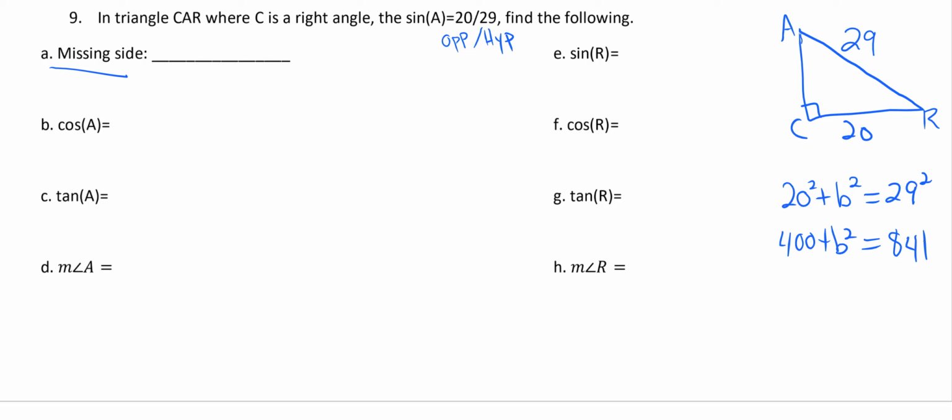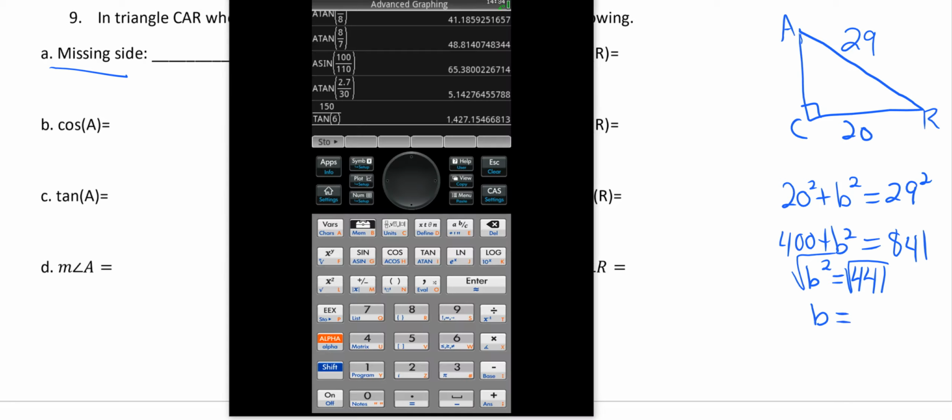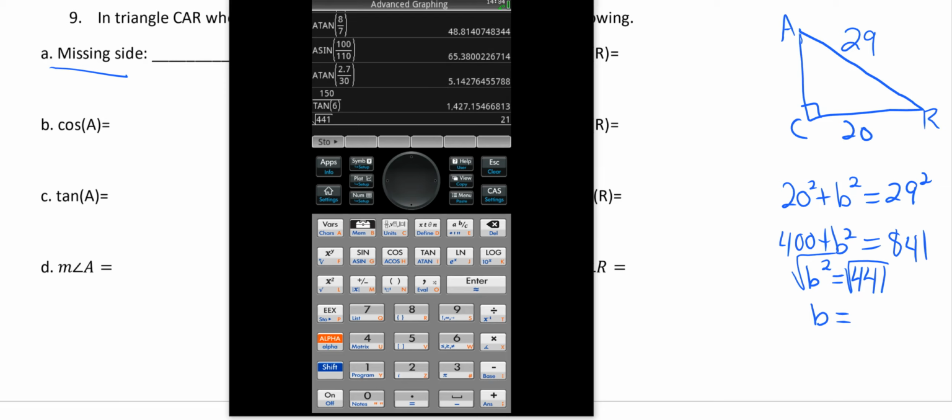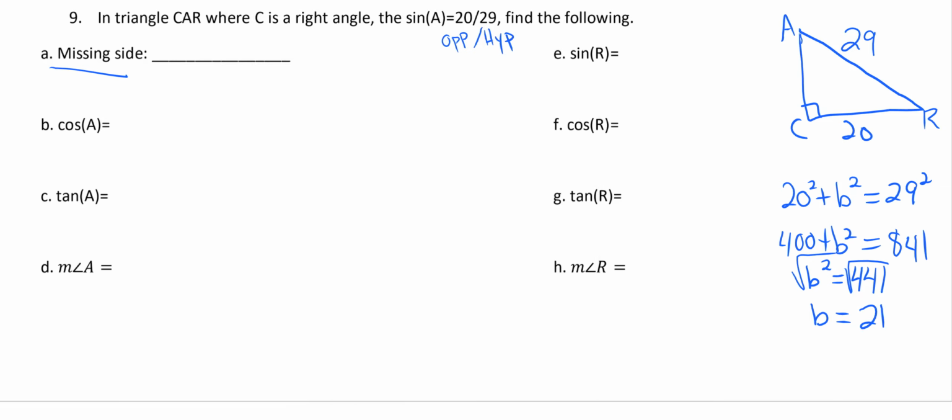So now we got to solve for B squared, so we got to get B by itself. So we're going to subtract 400 from both sides, and we get B squared is equal to 441. And then from there, to get B by itself, we're going to take the square root of both sides. So we get B is equal to the square root of 441. So let's see what that is. Shift square root of 441, 21. So B is equal to 21. So that is our missing side. That's 21.